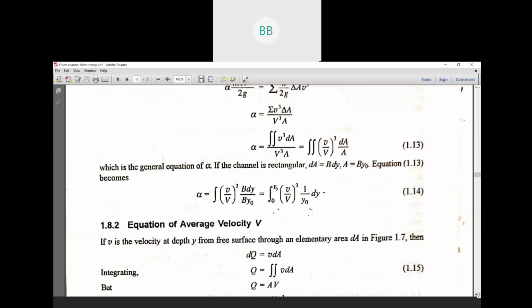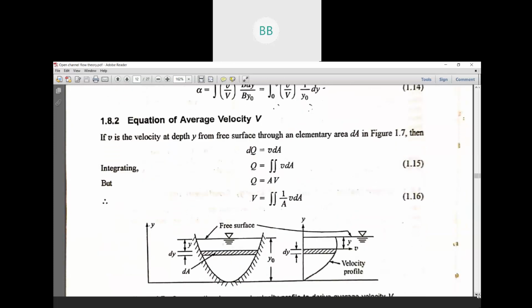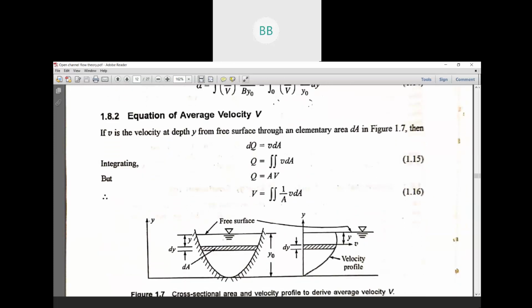Next topic, we are going to discuss the average velocity. The derivation for average velocity is similar to alpha, or the energy coefficient, that we have already discussed. Here also, you can see that figure number 1.7.